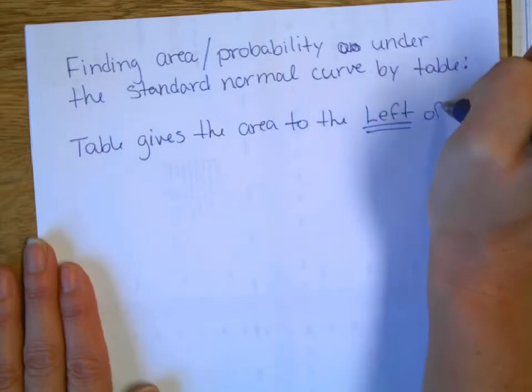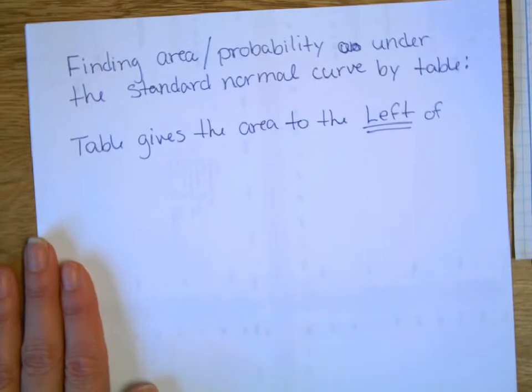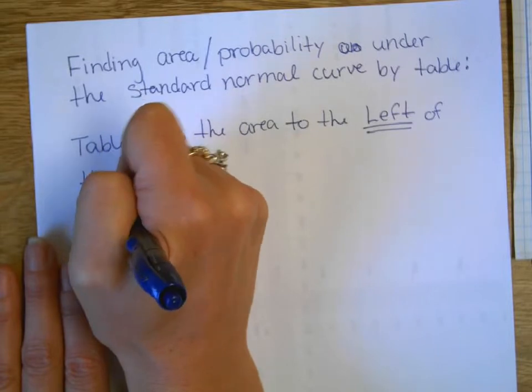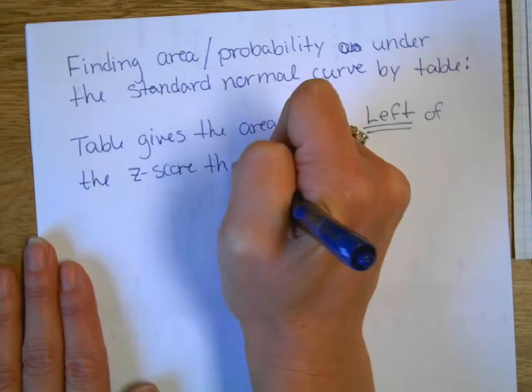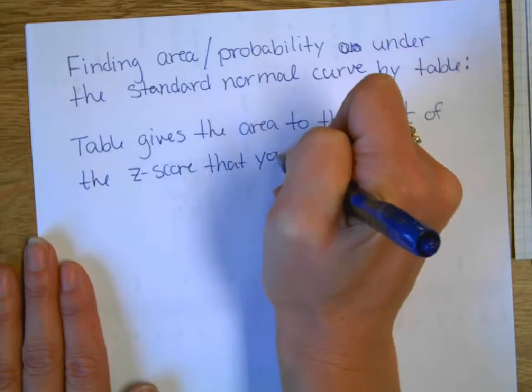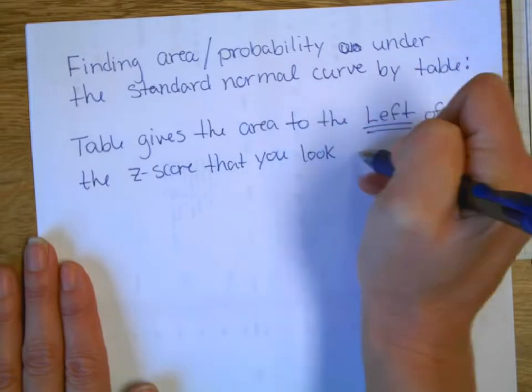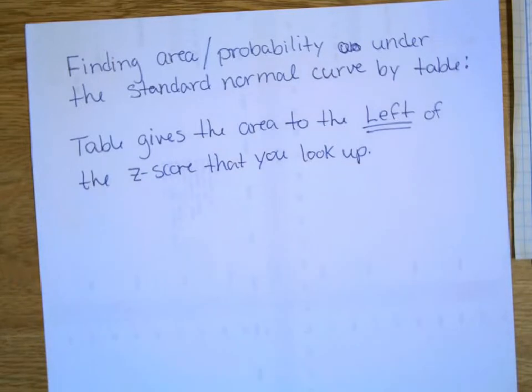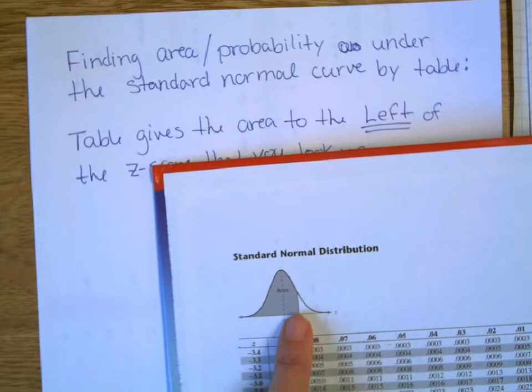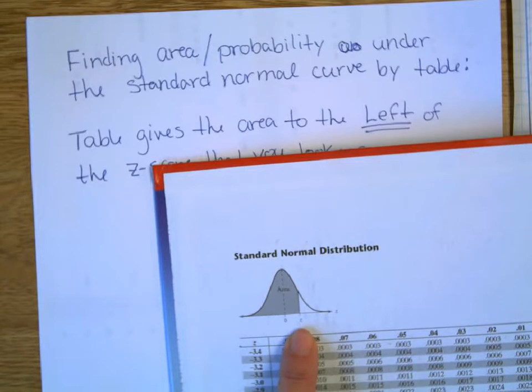Are these like bullets or what? Nope, I'm just going to explain the table. The table gives the area to the left of the z-score that you look up. See how at the top they show you the area, they've got it shaded, and it's the area to the left of a z-score? I'm talking about this little picture right here. They've got the area shaded behind the z-score that you're going to look up.